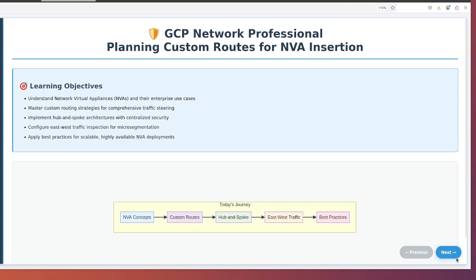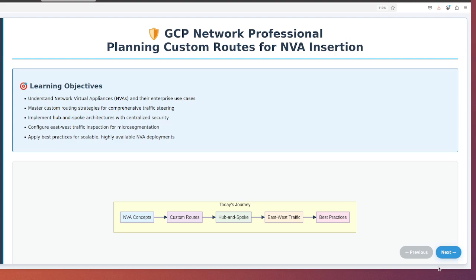Today we're going to explore how to insert third-party security appliances into your GCP network traffic flow. This enables advanced security controls that go far beyond what native VPC firewall rules can provide. Think about this scenario. You're working for a financial services company that needs to meet strict PCI DSS compliance requirements. They need deep packet inspection, advanced threat detection, and detailed logging that only commercial security appliances can provide.